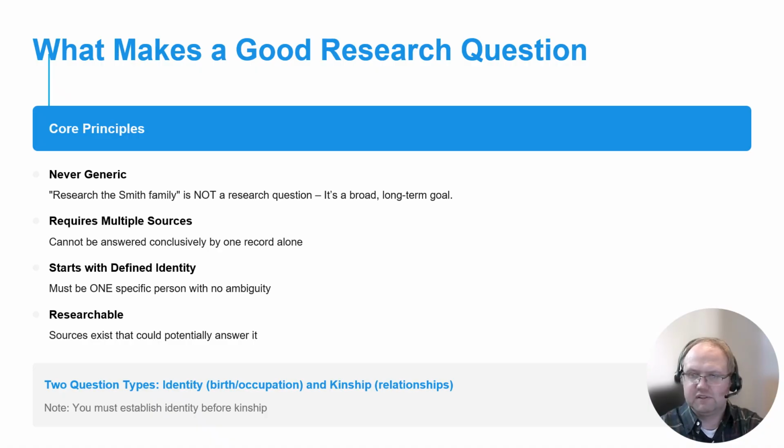So identity questions establish facts about one person. When were they born? What was their occupation? Did they serve in the military? Where did they die? What religion did they associate with? Etc. Kinship questions address relationships. Who were this person's parents? Who were their children? Etc.